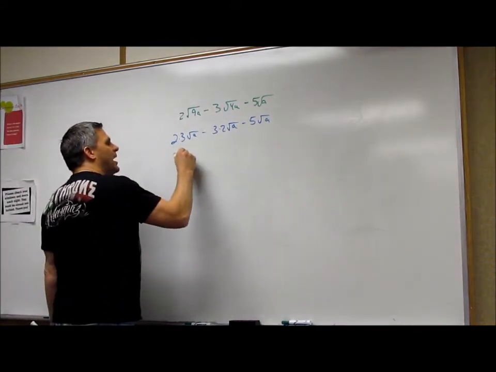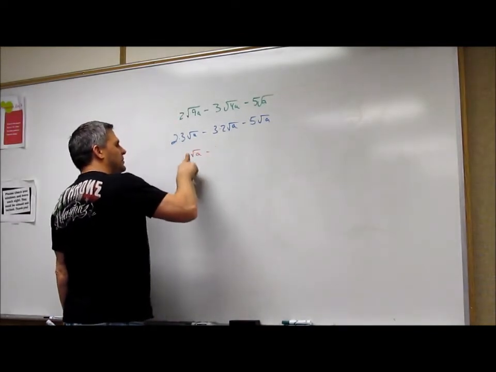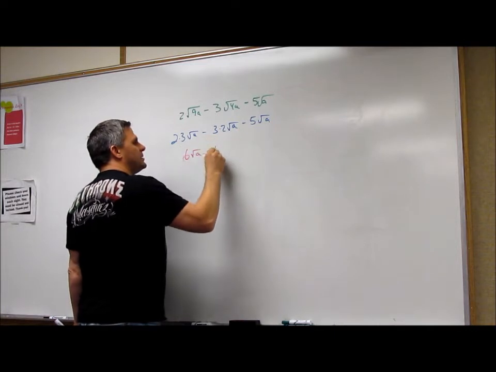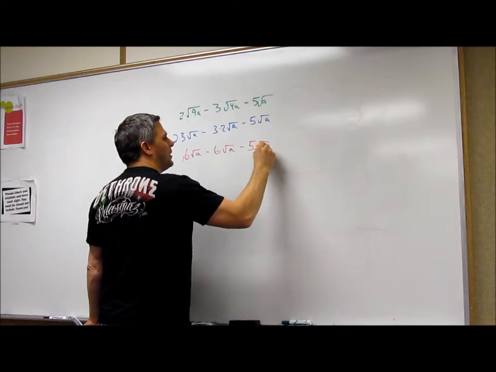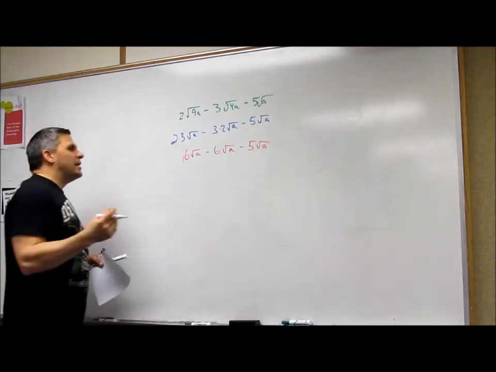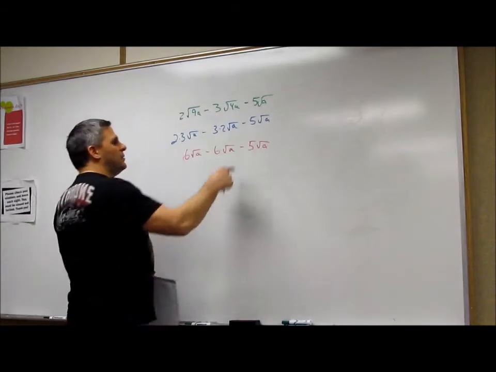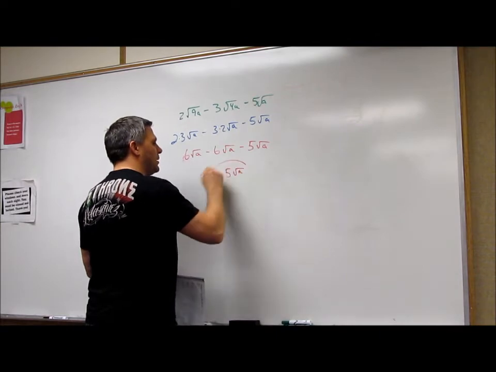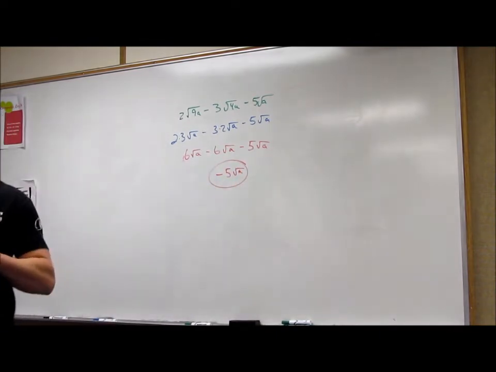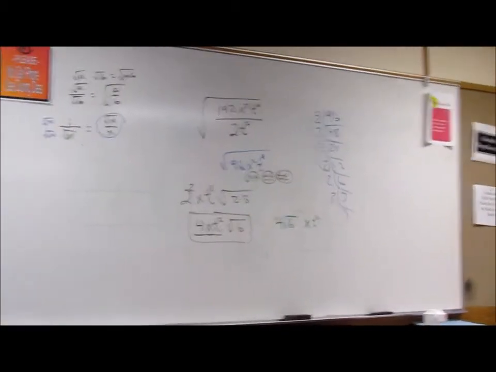Because now I have 6 square root a minus 6 square root a minus 5 square root a. So what is that? Well, 6 minus 6 is 0, and minus 5 is negative 5 square root a. Ta-da! That was pretty easy. Use the square roots just like you would in x. Okay?